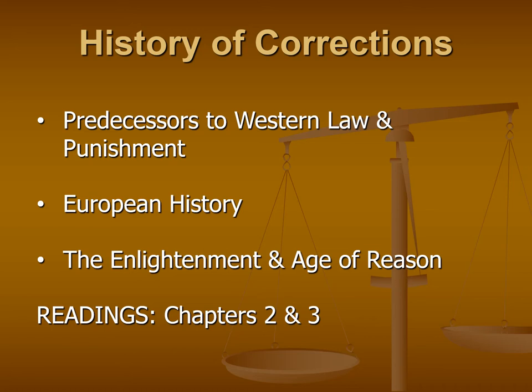So in this lecture, we're going to start off looking at some of the predecessors to Western law and punishment. We're then going to dabble in a little bit of European history, and then we'll wrap up with talking about some of the major influencers during the period of Enlightenment and the Age of Reason. The chapters for your reading that correspond with this lecture are chapters 2 and 3 from your textbook. So let's go ahead and get started.